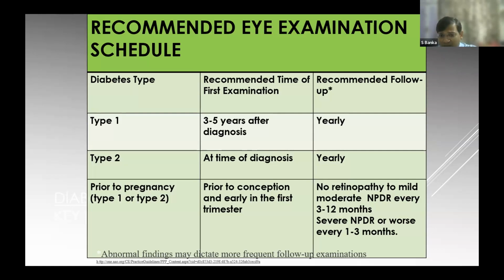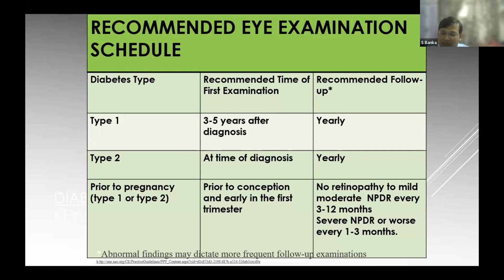And if a patient with type 1 or type 2 diabetes gets pregnant, or is in the age group where the patient is likely to get pregnant, an eye exam should ideally be done prior to conception and then early in the first trimester. If there's no retinopathy in these patients or moderate NPDR is there, then an eye examination is recommended every 3 to 12 months. If it is severe NPDR or worse, then it should be done once every 1 to 3 months.